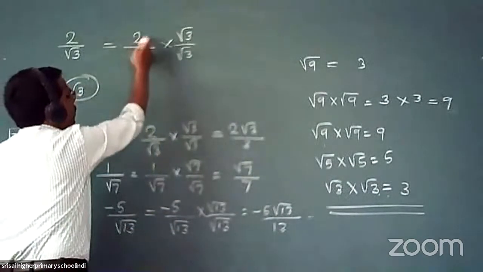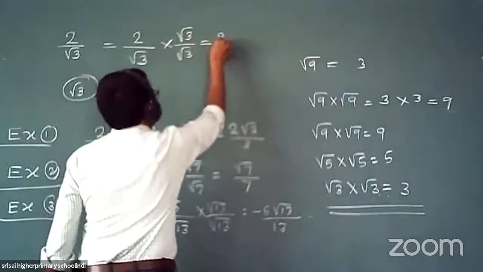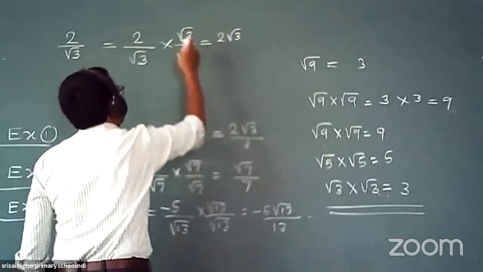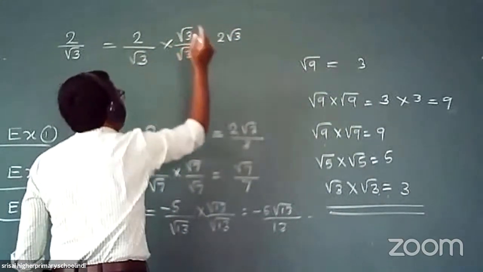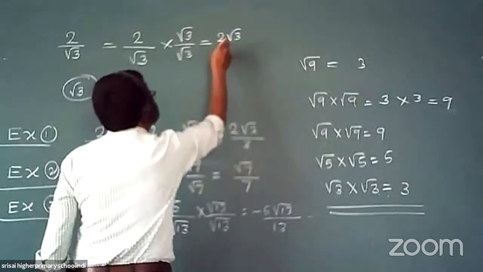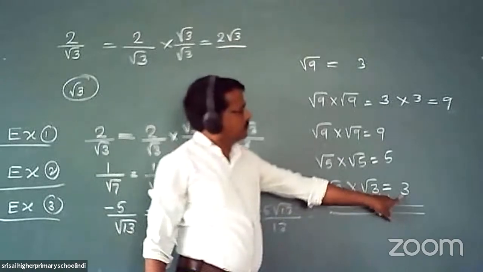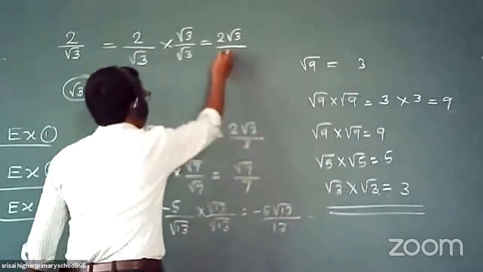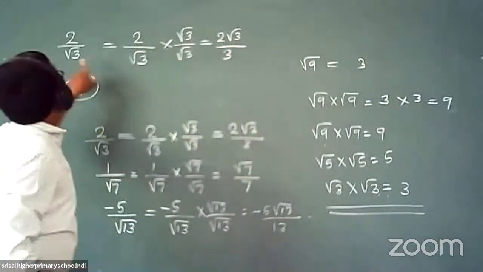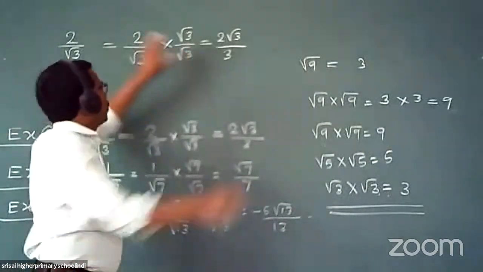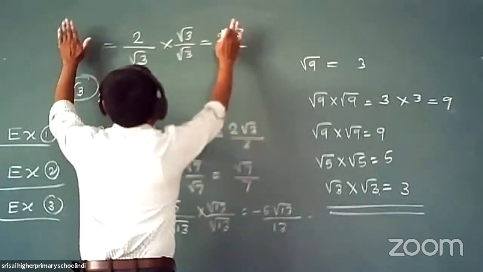Yes. Now 2 into square root of 3 is 2 square root of 3. Square root of 3, how many are there? 2 are there. Now, square root of 3 into square root of 3 is how much? 3. Now here it was irrational, it became rational. Both are the same number, these are equivalent.